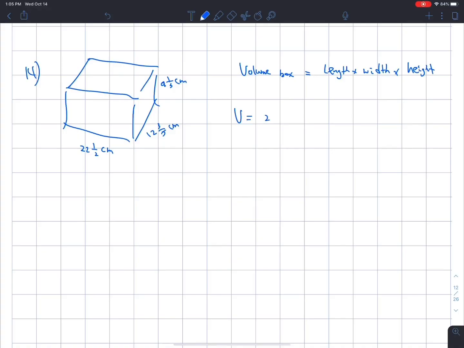So the volume here is length is 22.5, width is 12 and 3/5, and the height is 9 1/3. So pretty big numbers. Just gonna type this into the calculator. If you don't know how to type it into the calculator, you need to go back to the previous video where I show you how to type it in. 9 and 1/3. And I got 2646, and this will be in centimeter to the power 3. So it's in cubic units because this is volume. Volume will always be in cubic units.